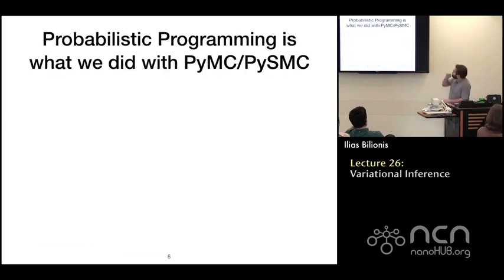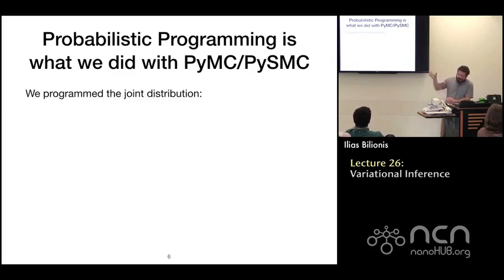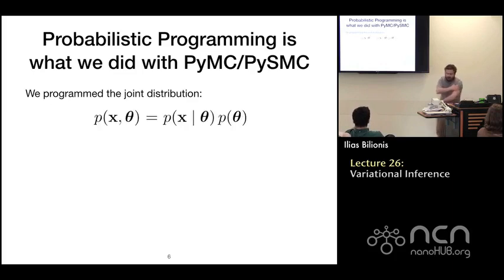Anyway, so probabilistic programming is what we did with PyMC and PySMC, trying to automate this. And it worked like that. We programmed the joint distribution. So if you pay close attention, this is what you define in PyMC. You define your random variables, and then given some random variables, you define what you observe, the probability of what you observe, right?